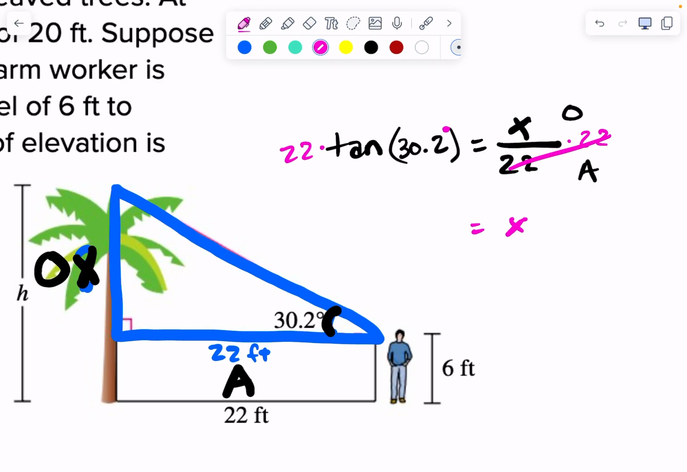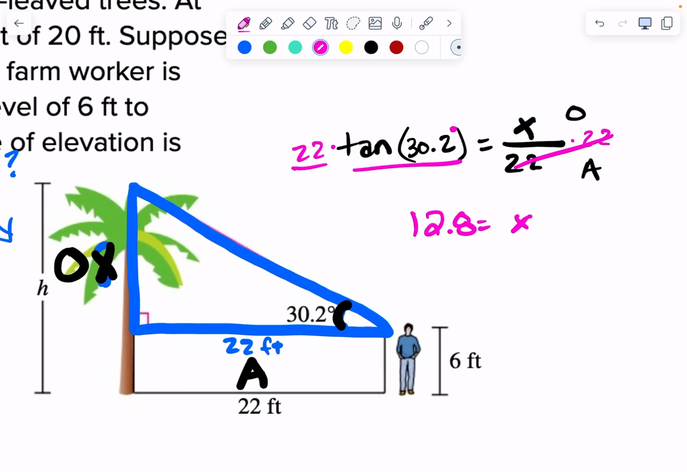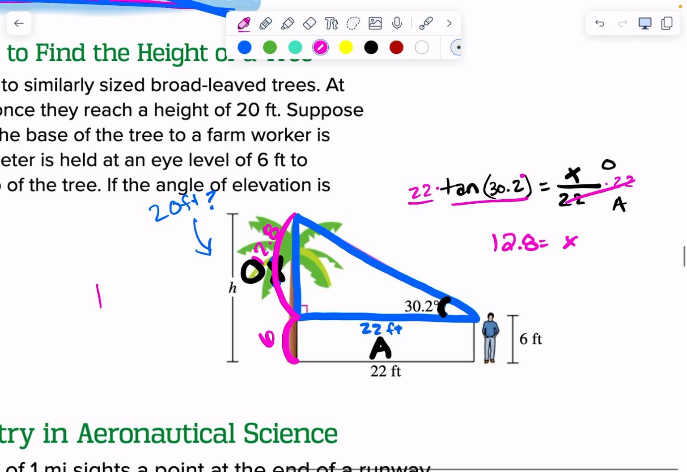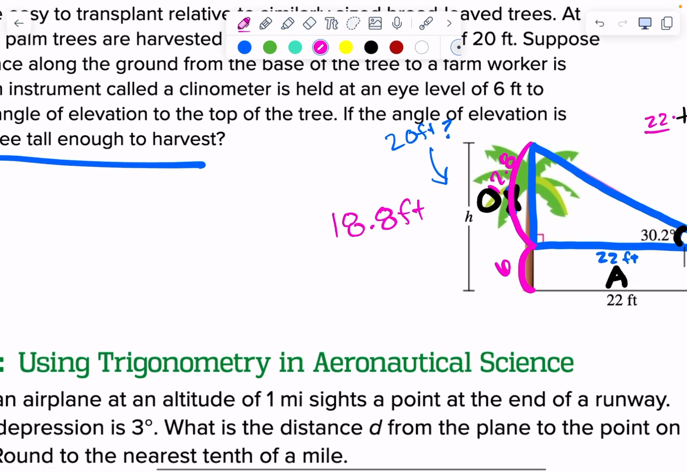So, click your calculator, go to mode, make sure it's in degrees, take 22 times tangent of 30.2. What do you get? It is 12.8. And then we need to add 6. Now, 12.8 is only from here to here, so we need to add 6. How tall is that tree? 18.8 feet. So, is the tree tall enough to harvest? Not tall enough.